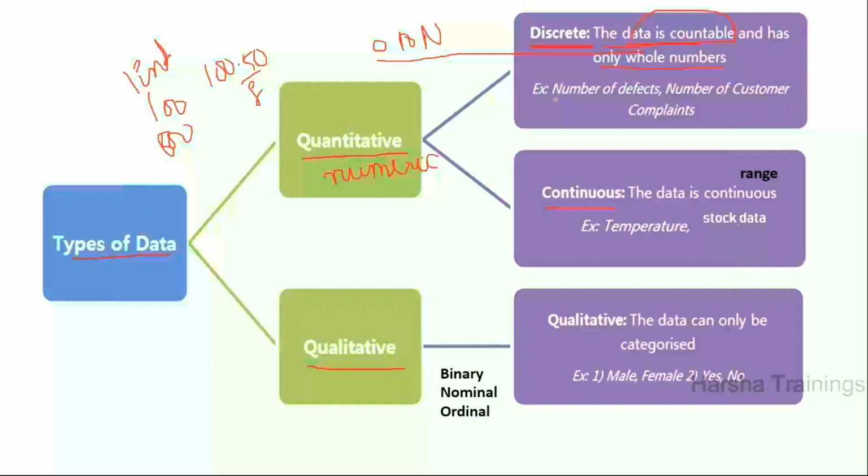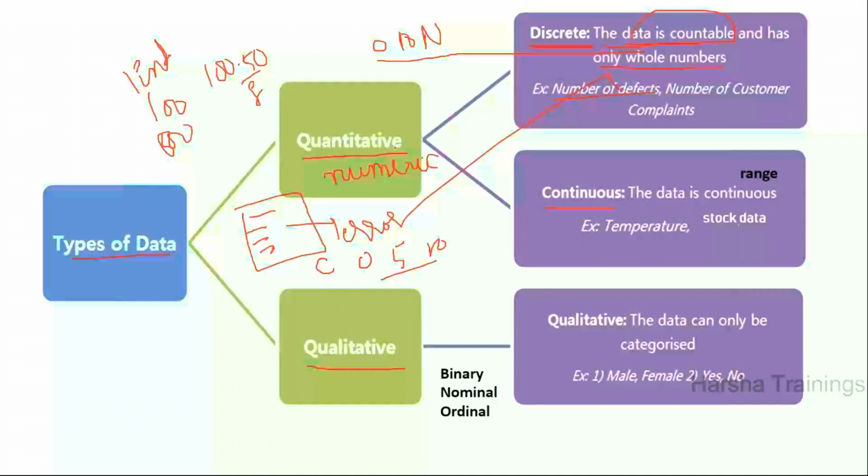A simple example of discrete data is the number of defects. If I write a program consisting of several lines, you may have syntax errors or logical errors. Shall I call an error a defect? Error or defect, both are the same. Whenever I compile my program, if I don't have any errors, I'll get 0 errors, or I may get 5 errors or 10 errors. Shall I call this discrete?